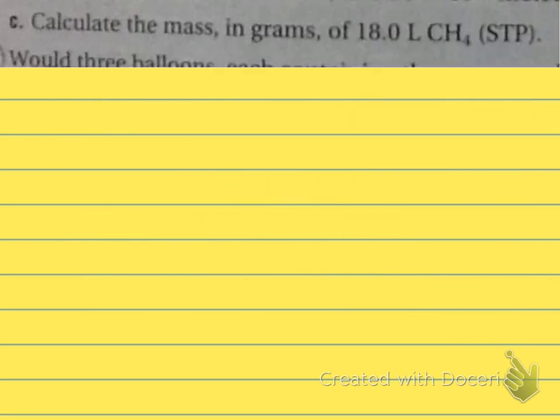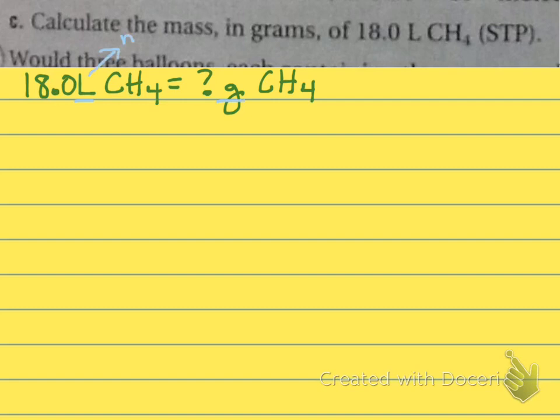Letter C. Calculate the mass in grams of 18 liters of methane at STP. So in this one, I'm asked to start with my 18 liters of methane and figure out the mass in grams of methane. Again, same thing here. I don't have one tool that has both liters and grams in it. My one with liters has moles and requires that it's STP, which is why we have STP written here. And my one with grams in it has moles in it. So again, that means that this is going to require multiple conversion factors.